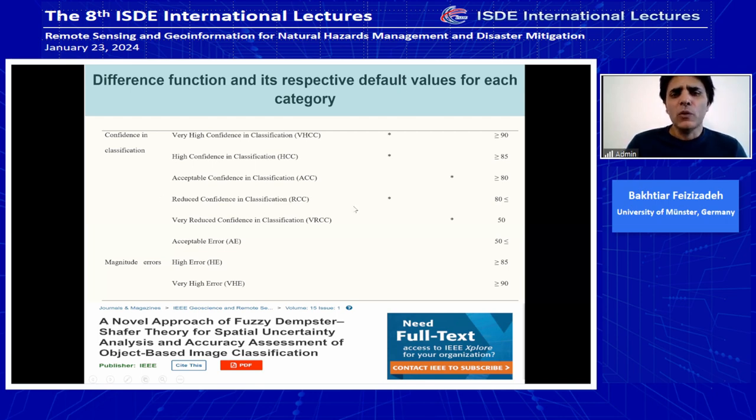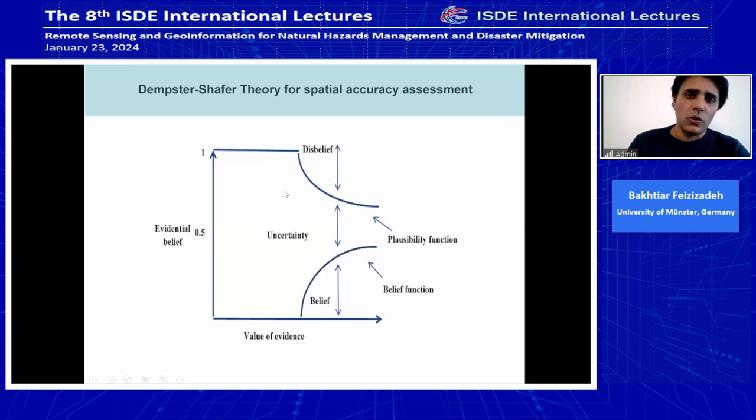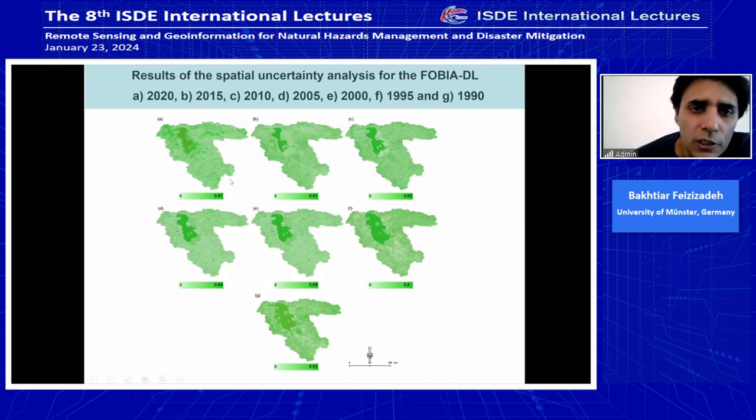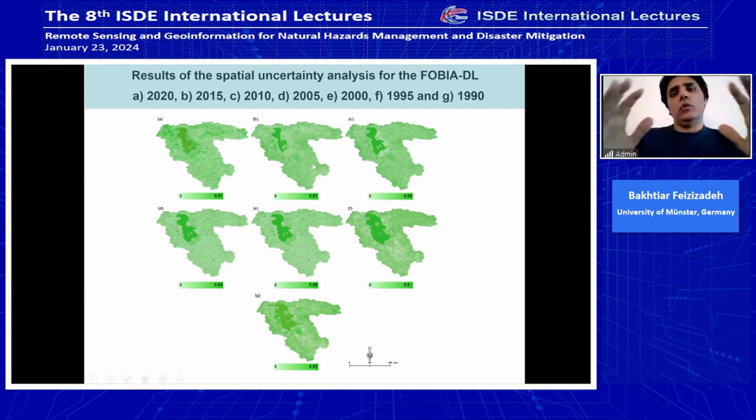We also applied spatial uncertainty analysis. You also know the Dempster-Shafer evidence theory, which supports us in measuring the difference between disbelief and belief as uncertainty, which we also applied. And you can see here the result of spatial uncertainty and the specific accuracy for each map. For example, you could see here that the land use land cover map of 1990 received an accuracy of about 0.85 at the maximum points. And the other accuracies you could see here, and we also have the spatial context of this land use land cover.